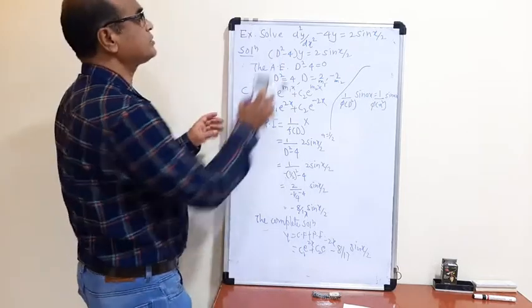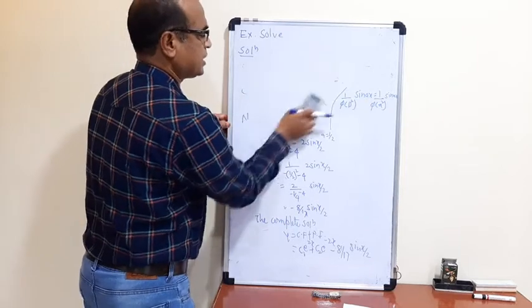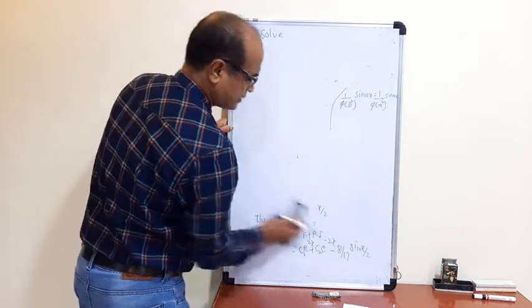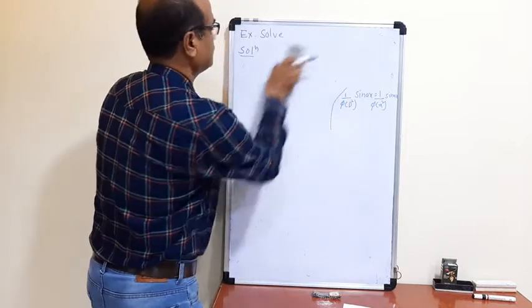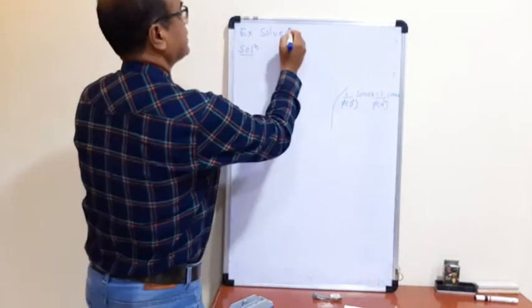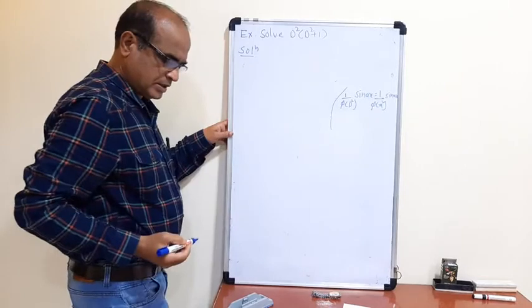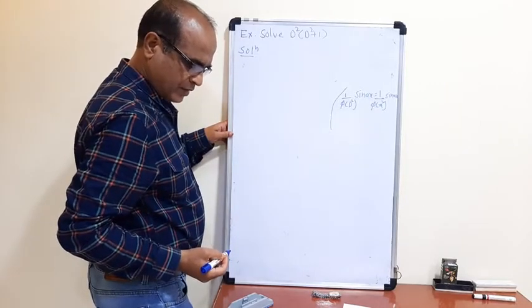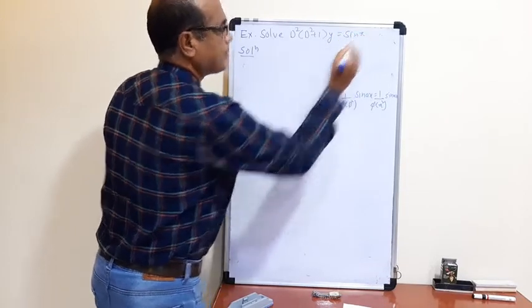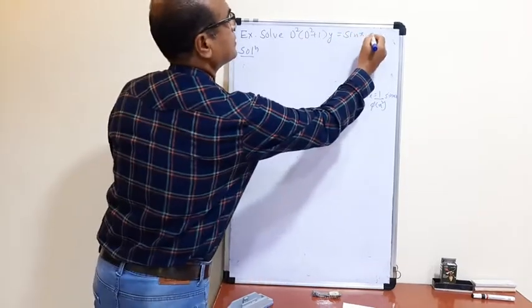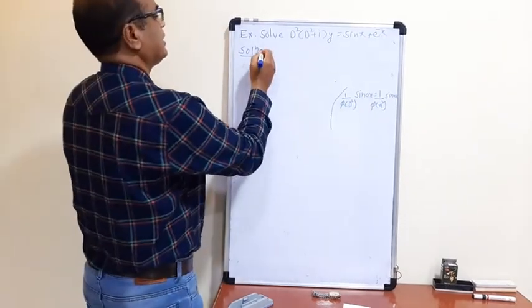Now we solve another example to find the solution. So, next example: solve D²(D² + 1) y = sin x + e^(−x). So what is the solution?